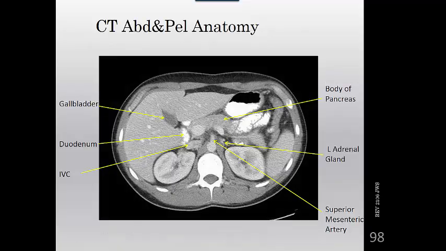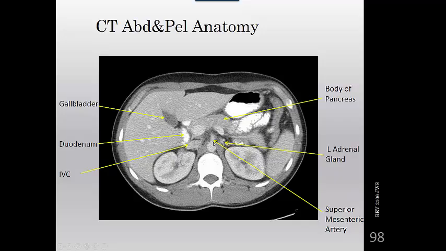So here's an axial slice through the kidneys and the liver. Gallbladder is showing up here below the liver. The duodenum is full with contrast right here. It's going to be in this location. Here's the pancreas, the body. It's going down. These are loops of bowel. Jejunum probably. Left adrenal gland coming in, little sliver there.